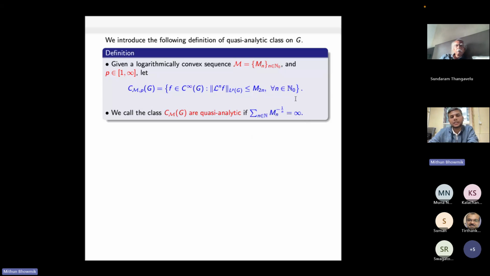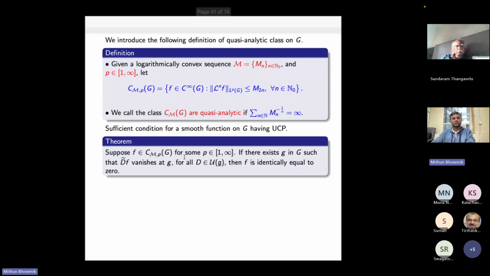Of course, if f is an analytic function, one can show that this is true. But how can I say that if some function belongs to this class, it should satisfy the strong unique continuation property? This is the result that we will prove along with the proof of the uniqueness result. So f is a function in this class for some p, and if there exists a point in G such that D acting on f vanishes at that point, for all D coming from the universal enveloping algebra, then f has to vanish identically. This is on one hand related to the Chernoff theorem in the context of R^n. That theorem we have already extended to symmetric spaces, so this can be thought of as an analog of this result in the context of compact Lie groups.